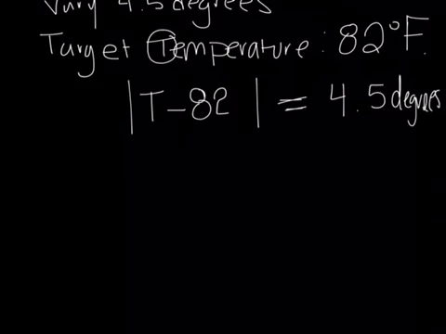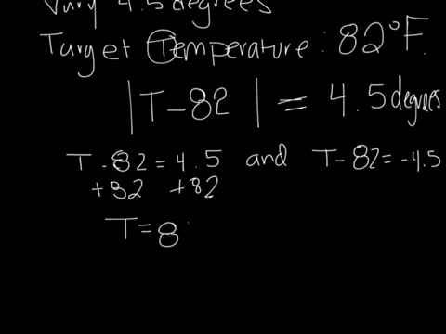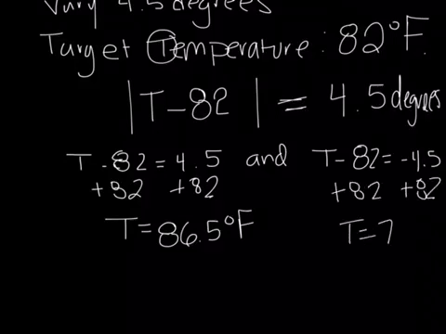So in this case, we're going to have T minus 82 is going to equal 4.5, and T minus 82 is going to equal negative 4.5. Solving for T, just add 82 to both sides. So now you're going to have T is going to equal 86.5 degrees Fahrenheit. And T is also going to equal 77.5 degrees Fahrenheit. That's it. Easy word problem.